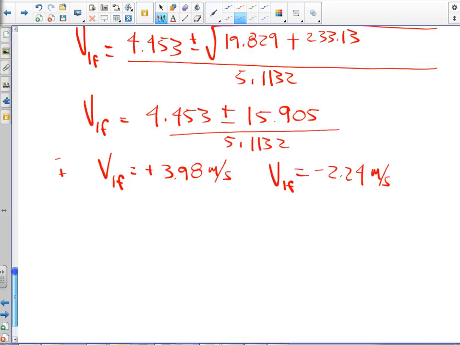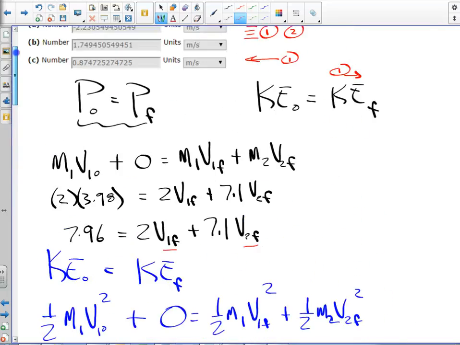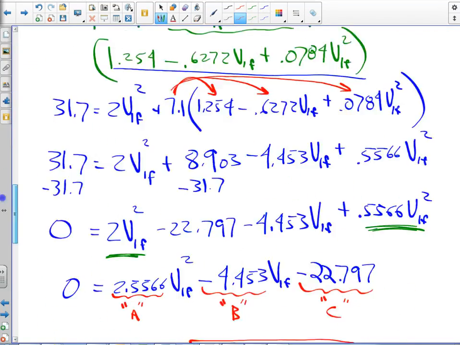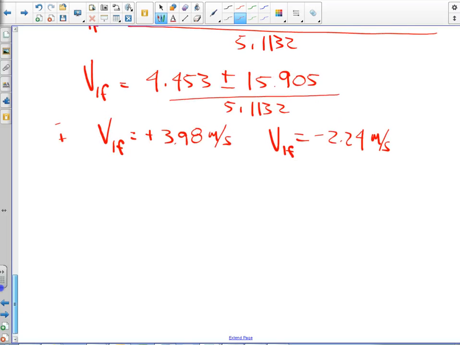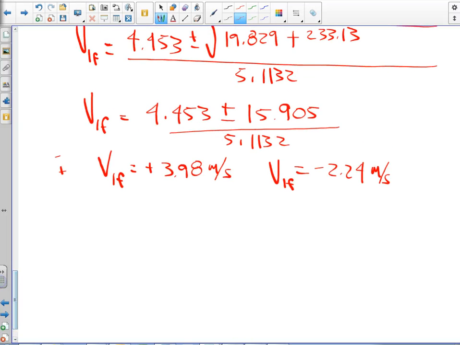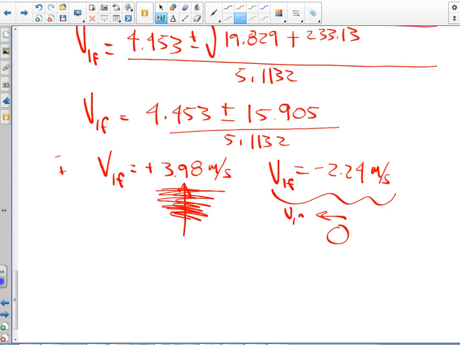Okay. Now let's go back to our original problem. It came in at 3.98. Well then, this to me doesn't make sense, because after it hits, it's not going to still have the same velocity. So this is our beginning situation right here. This is a throwaway answer. This is the answer I'm going to go with, and this tells me that it must rebound off the other ball. So V1 final is going to be negative. It's going to be to the left.